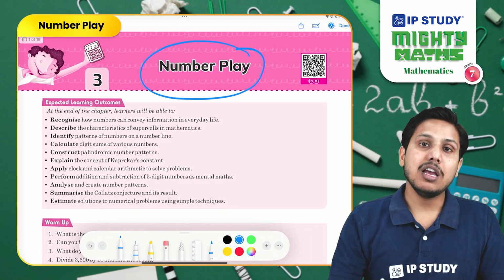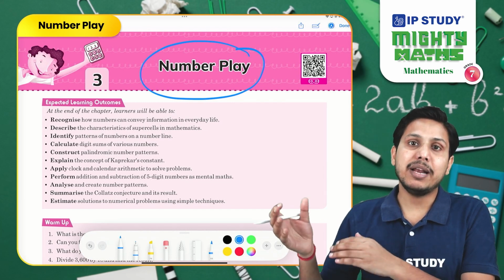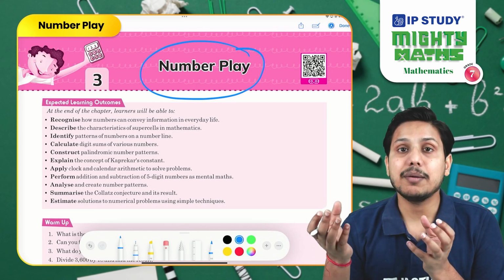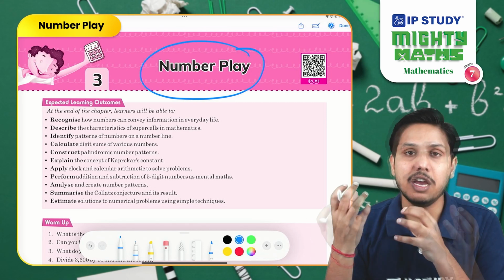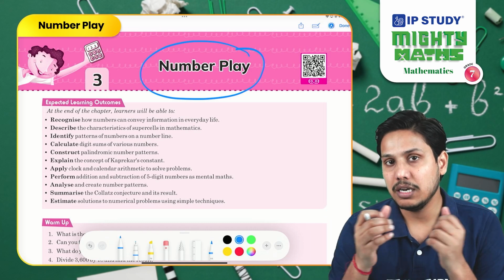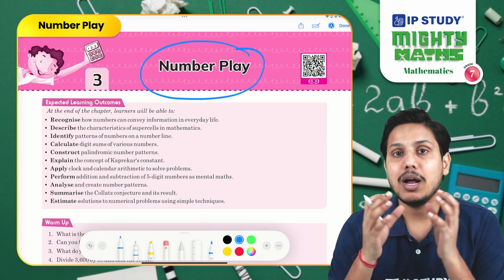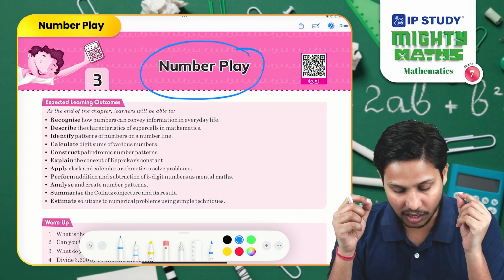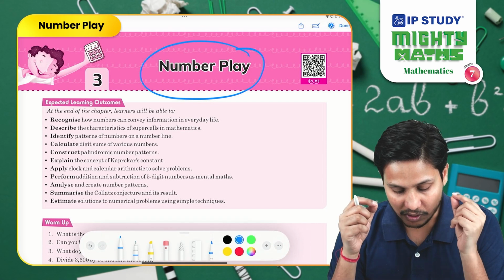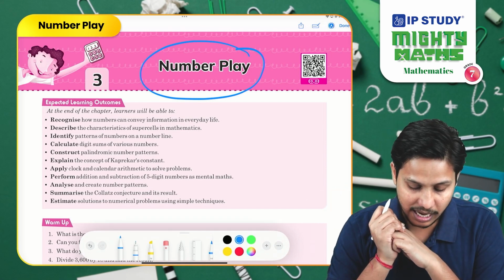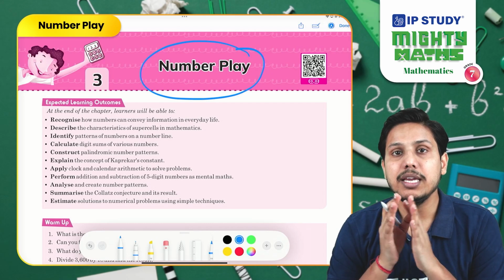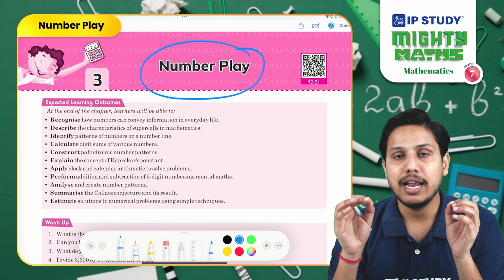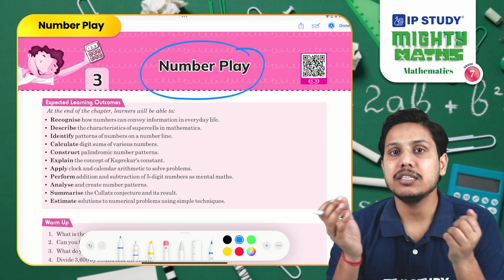Then we'll see how some numbers are palindromic in nature, that is, they read the same in backward and forward direction. Next will be Kaprekar's constant, and next we'll see how clock and calendar also convey some number pattern. We'll see how to add and subtract 5-digit numbers using mental maths, and we'll see how to find out the Collatz Conjecture rule. Then the next topic will be estimating the value of an operation of numbers, and the last topic will be games and winning strategies, students.